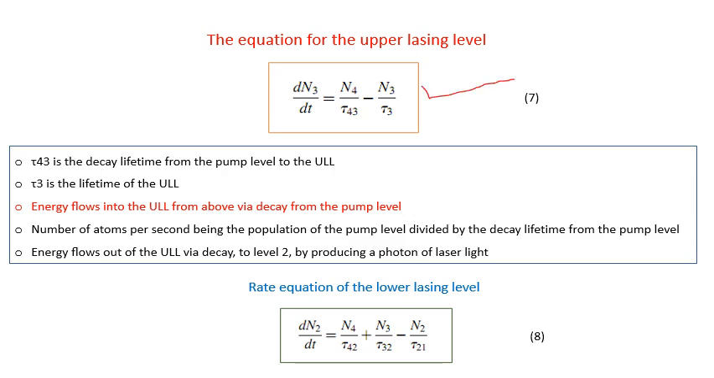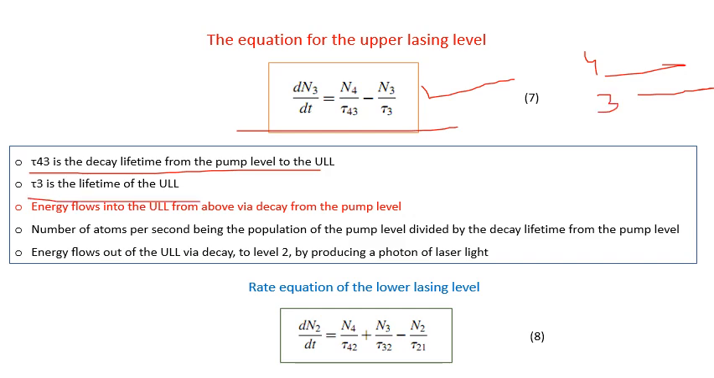Equation for ULL. N3 is the ULL, so you can write it like this. You can go through the last 2 lectures and understand here, but you definitely need to expand it in your assignment. Tau 43 is the decay lifetime to the ULL from the 4th level to the 3rd level, and tau 3 is the lifetime of the ULL. It's longer, as you know.